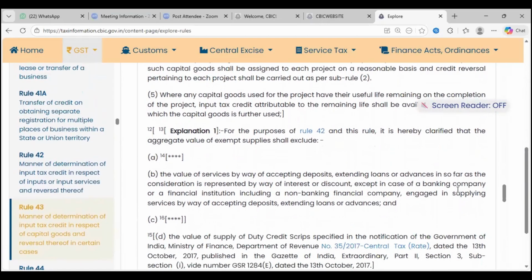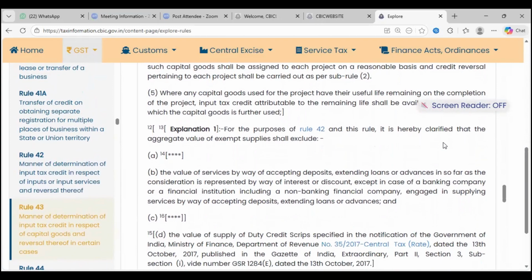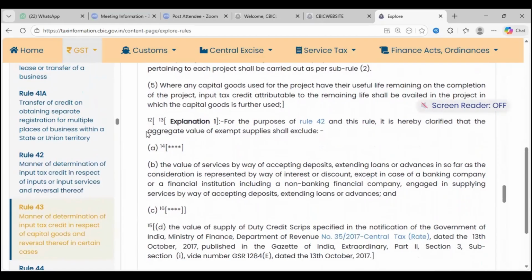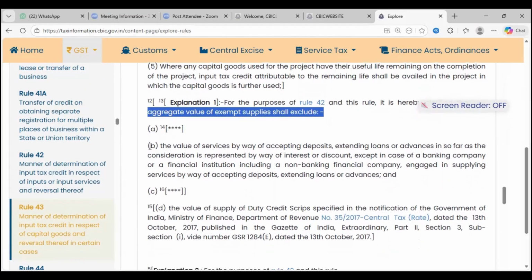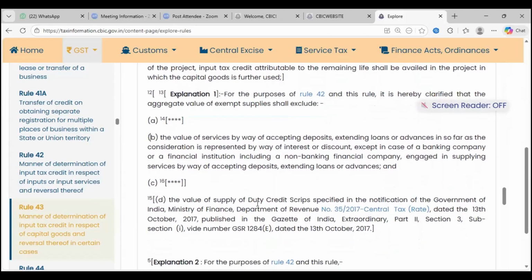Explanation 1, where they say, for the purpose of Rule 42 and Rule 43, it is hereby clarified that the aggregate value of exempt supplies shall exclude: clause B, your interest income; clause D, sale of duty credit scrips. This is where generally in examination we'll have questions, and also when we do this exempted turnover, we have general doubts. Clause B, Clause D. I'll explain this.